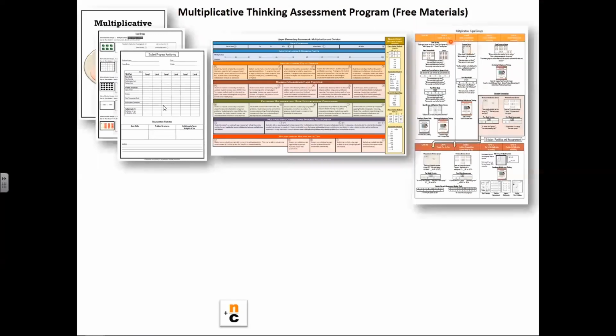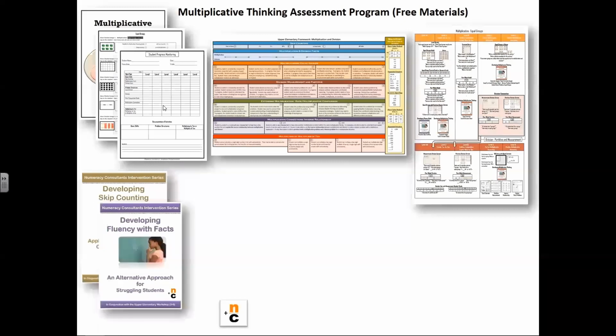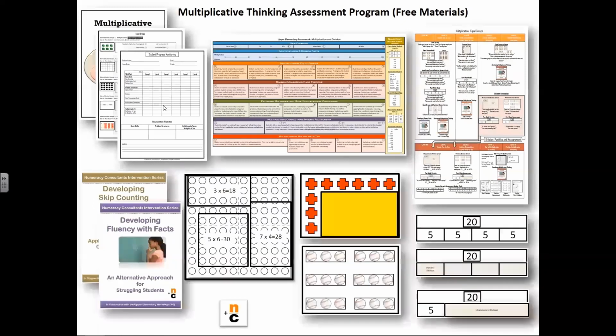Also important is the activities guide, because you just look up the level and it's going to tell you exactly what you're going to be working on. Remember, all these tools in the level activities guide are with the materials that you guys are receiving for free, okay? The developing skip counting book and the developing fluency with facts book, and then you'll have a bunch of different teaching models that are also included that you can use to develop these things.